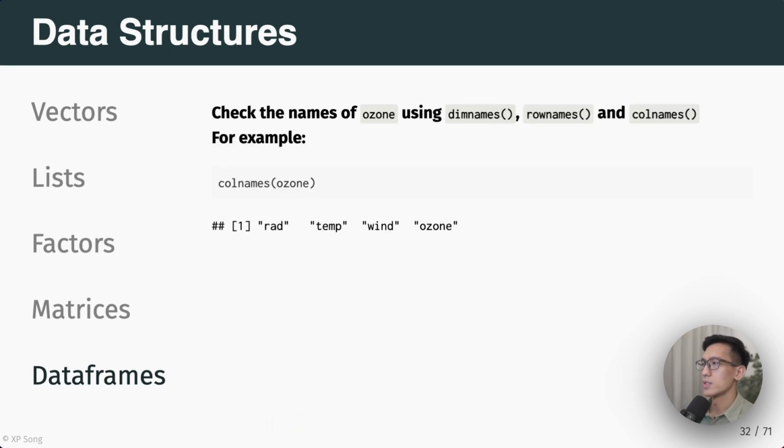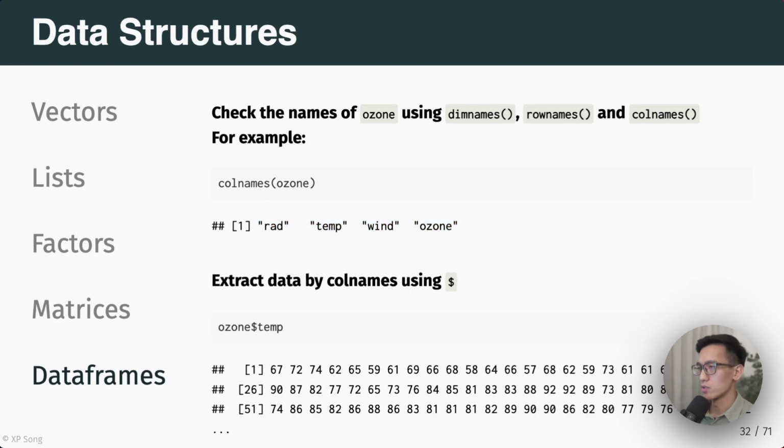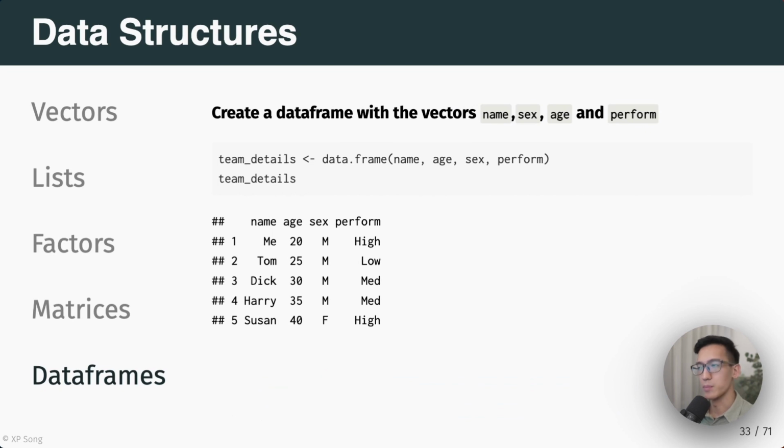We can use some of these functions to check the names associated with this dataset. For example, we can get the column names or call names for ozone, and we'll get a character vector of the column names. Also, we can extract data by their column name. For example, we can extract the temperature data by its column name, and we will get a numeric vector of temperature values.